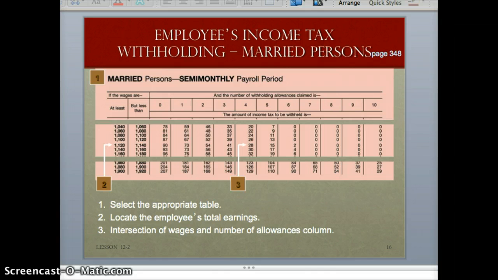Also, when you're doing the Medicare tax, the same thing works with it that works on Social Security. You just take your total earnings times the percentage that is your Medicare tax rate, and that is your Medicare tax reduction. So there you go. That is section 12.2.